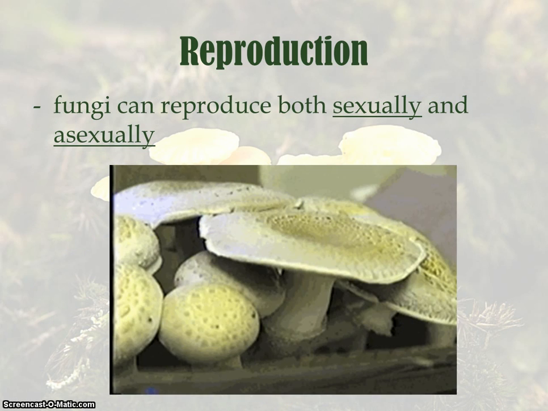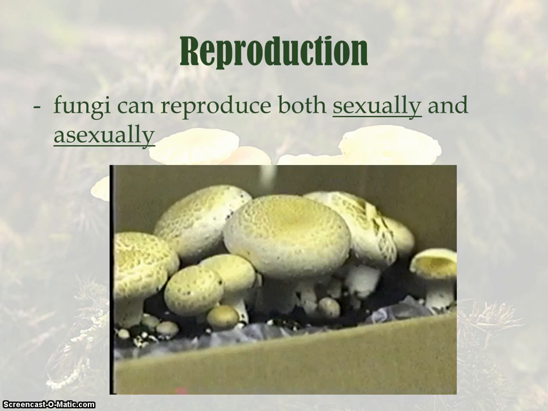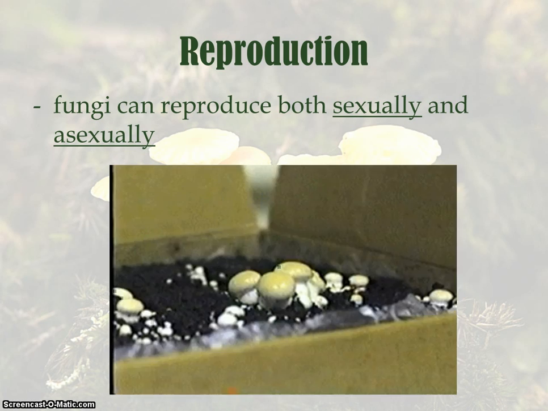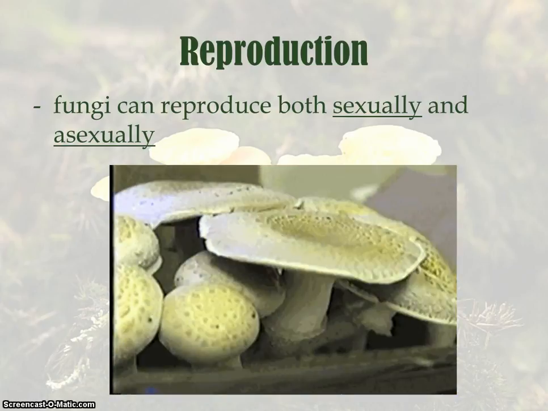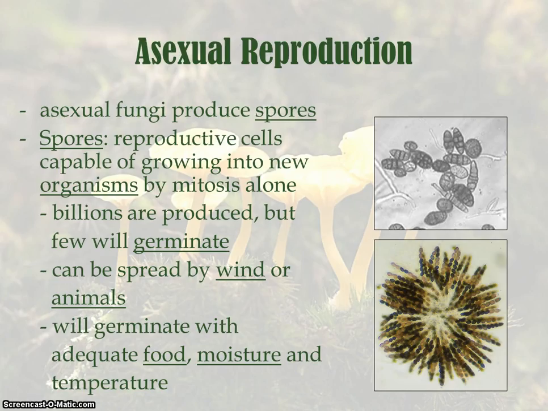The way reproduction works with fungi is they can reproduce both sexually and asexually. Through asexual reproduction, a fungus is going to produce spores. The spores are the cells that can regrow into new organisms through mitosis. That's all they need is mitosis.